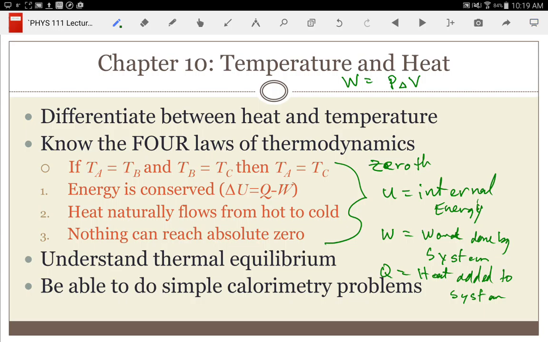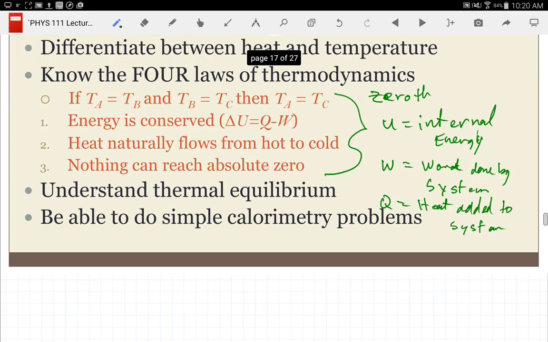So we have those four laws, the three laws of thermodynamics plus the zeroth law. So make sure you understand those. Thermal equilibrium: if two things are in thermal equilibrium, that means I bring them into thermal contact, touching each other, and no heat flows between them. Since heat always flows from hotter to colder, if I bring them together and no heat flows, what does that tell you about temperature? It has to be the same temperature.